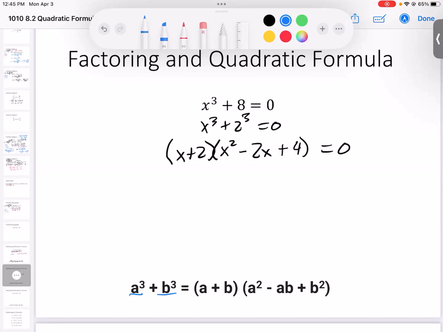That's just using the sum of cubes formula that you're welcome to look up if you don't have it written down. And then you would say, okay, this factor is going to equal 0 when x equals negative 2. And this factor is not factorable further. So you would use the quadratic equation to find out when x squared minus 2x plus 4 equals 0. Sorry that I forgot about that part.